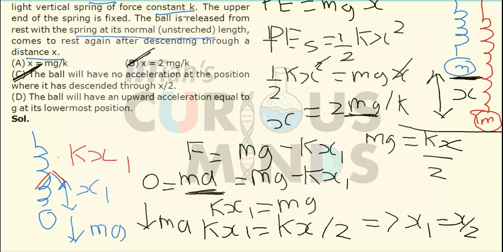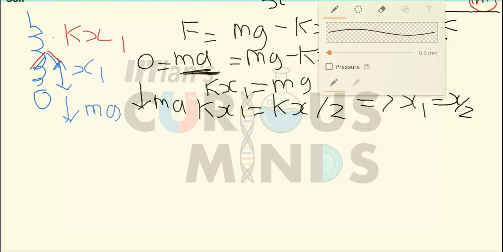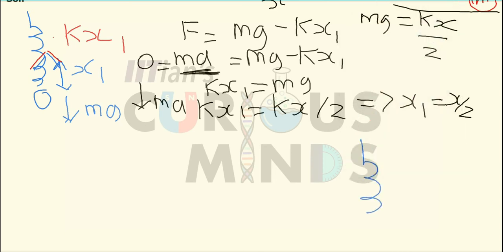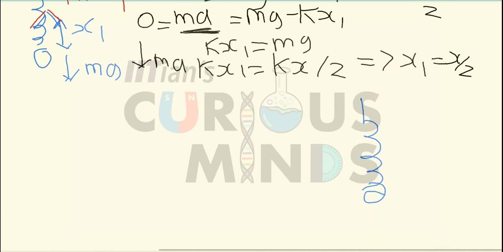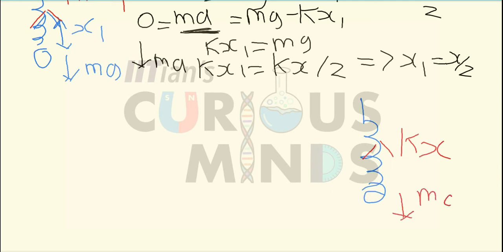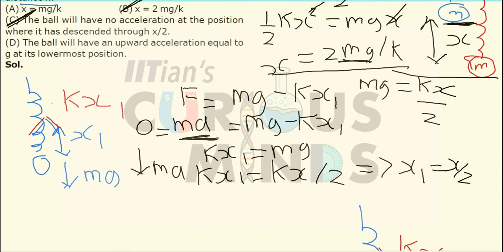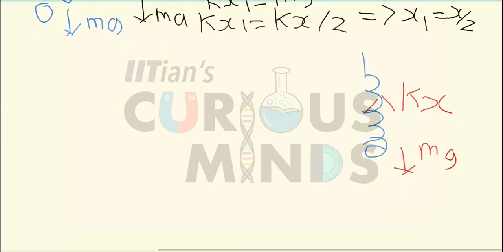Now the third option: the ball will have an upward acceleration equal to g at the lowermost position. When the ball reaches the lowermost position, let us see the forces acting on the ball. There will be a spring force which acts in the upward direction, which is equal to kx. There is mg which acts in the downward direction. The x over here we have already found out, which is equal to 2mg by k.